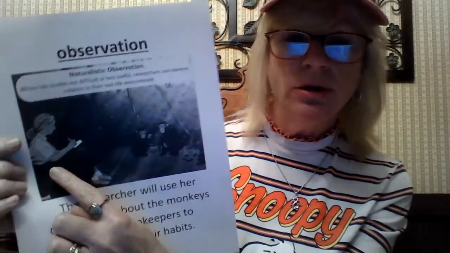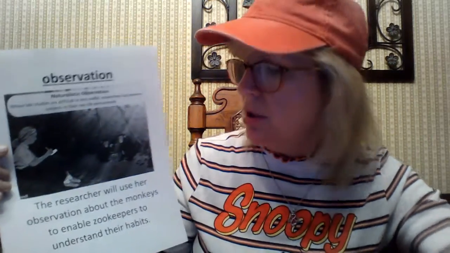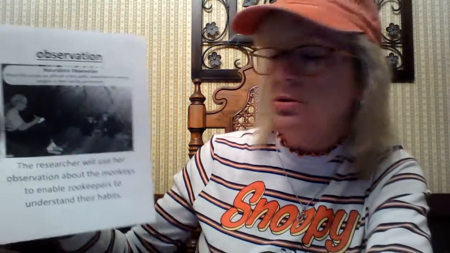you could tell she's over here taking notes. She's observing. There's the monkeys. So she's making an observation. And that observation is going to help. Let's say that the monkeys are being transported to a zoo. So that's going to help the zookeeper to understand how to take care of them. So that's why I like that picture, because I thought that was a real good picture to help us to understand the word observation.